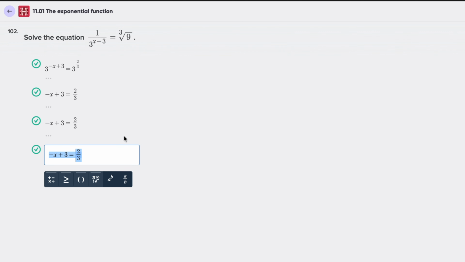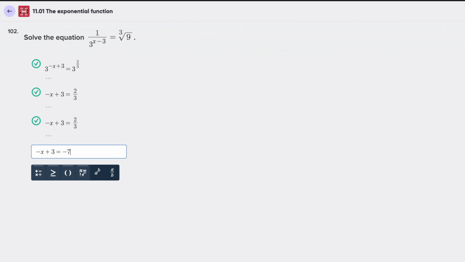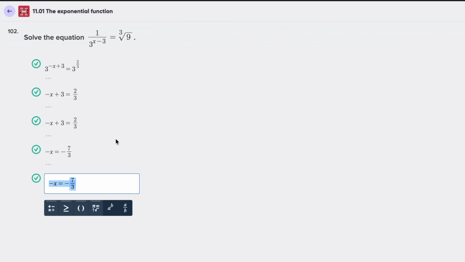2 over 3 minus 3 would be equal to negative 7 over 3. And obviously negative x equaling negative something, that just means x equals 7 over 3.